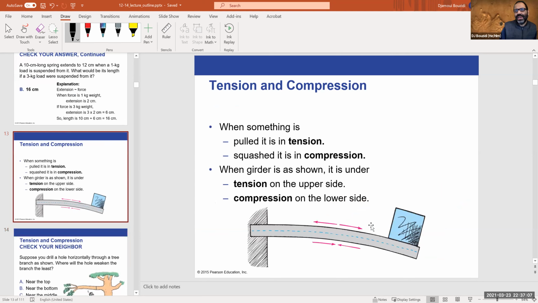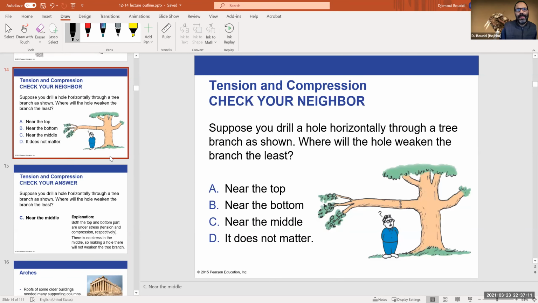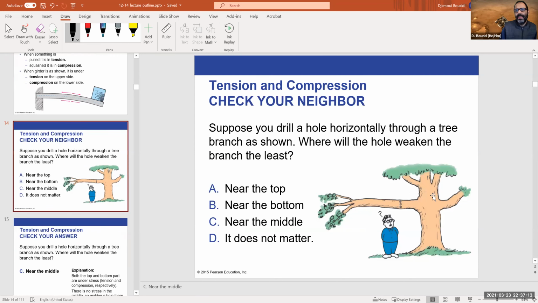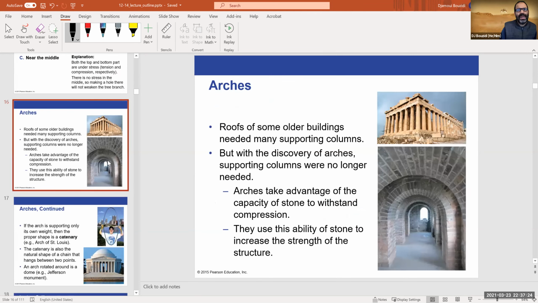There is a lot of stress on the top of the branch due to the tension, and a lot of stress on the bottom due to the compression, but in the middle there is nothing, or at least the least. So that is the answer to that, which brings the idea of arches and how you build them. They support one another, and that's how buildings will have stronger support, and you don't need as many pillars as you do in the other buildings.